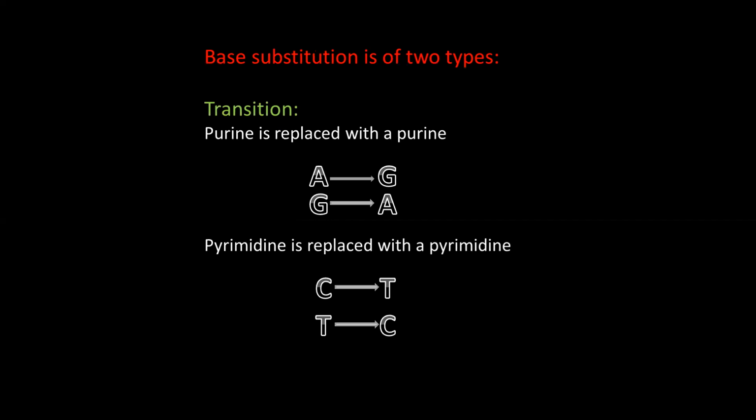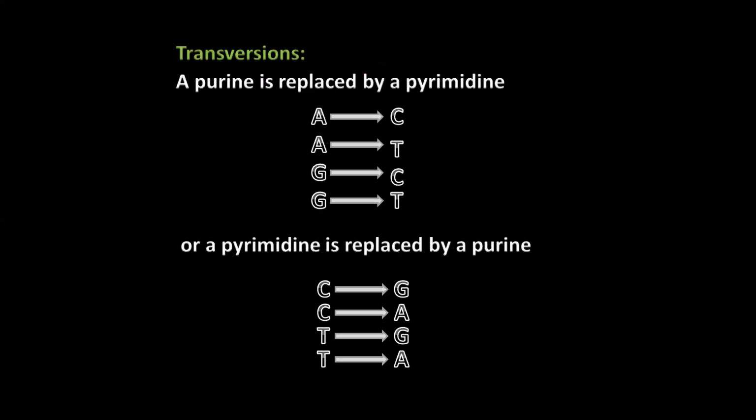Base pair substitution is actually of two types. Number one, transition type, and number two, transversion type. What is a transition kind of mutation? Where one purine is replaced by another purine, or one pyrimidine is replaced by another pyrimidine. Like adenine is replaced by guanine or guanine is replaced by adenine. In case of pyrimidine replacement, cytosine is replaced by thymine or thymine is replaced by cytosine.